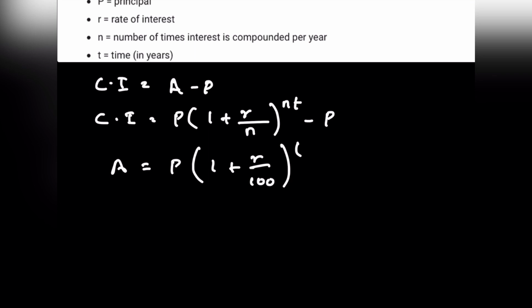It is to be noted that the above formula is the generic formula for the number of times the principal is compounded in a year. If the interest is compounded annually, the amount is given as A = P(1 + R/100)^T.